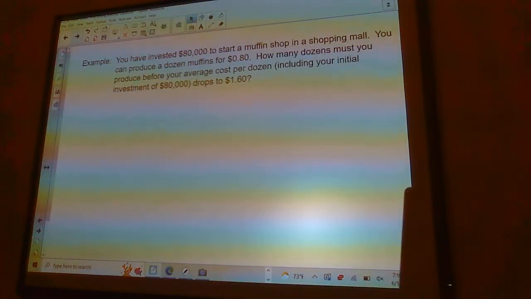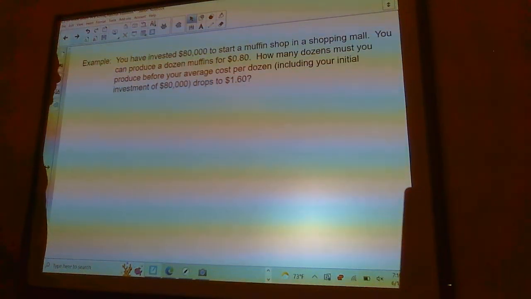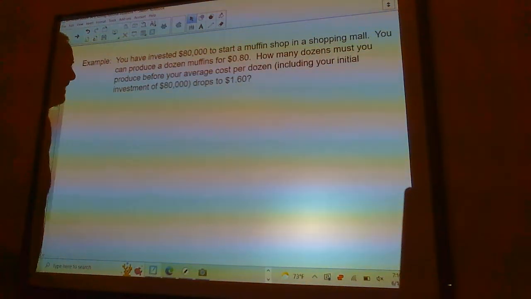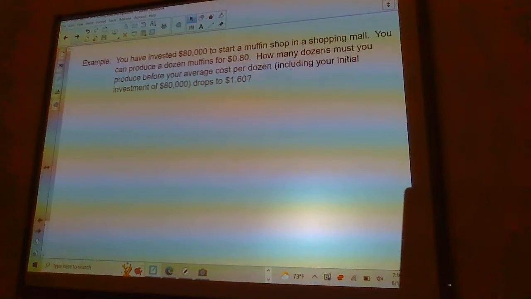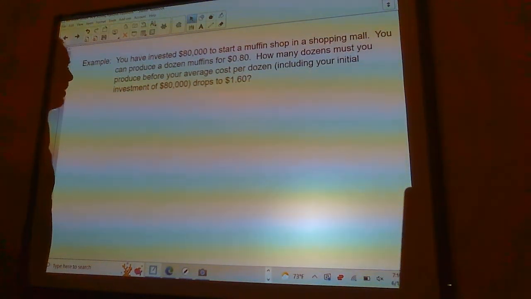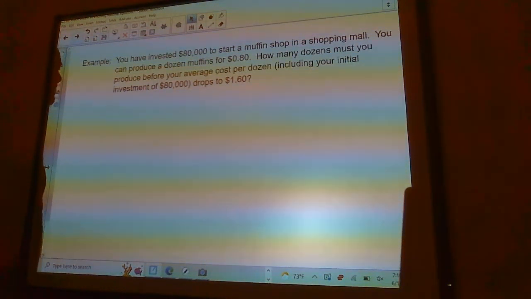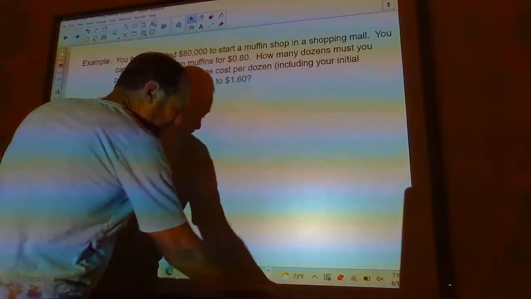All right, you've invested $80,000 to start a muffin shop in a shopping mall. You can produce a dozen muffins for 80 cents. How many dozens must you produce before your average cost per dozen, including your initial investment of $80,000, drops to $1.60? Okay, so we're going to write an equation here.